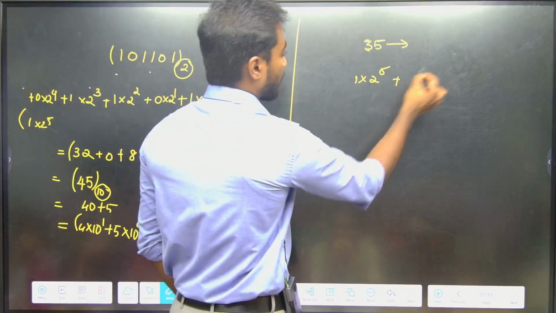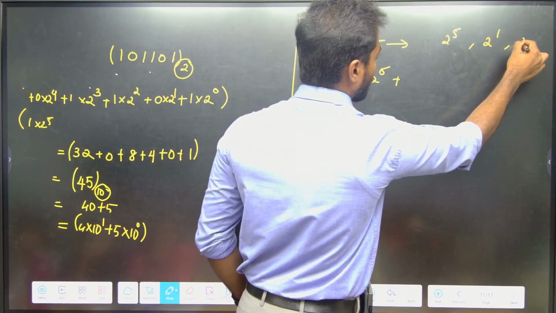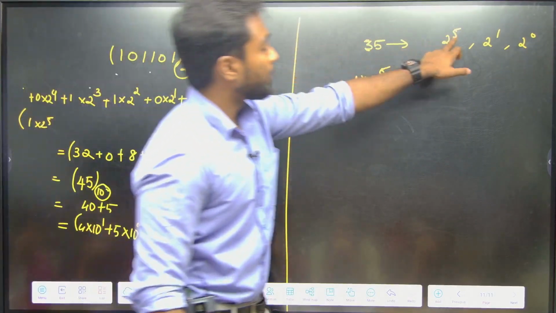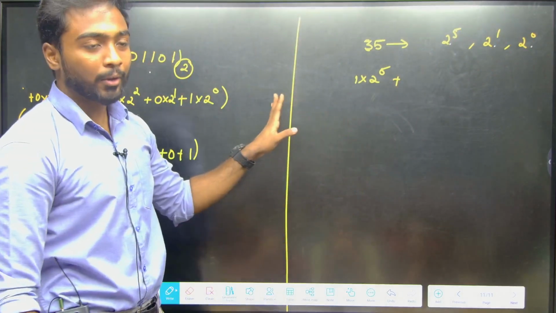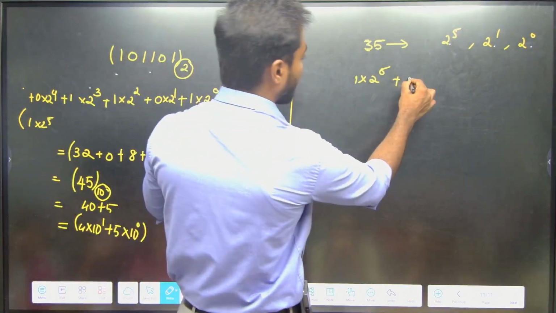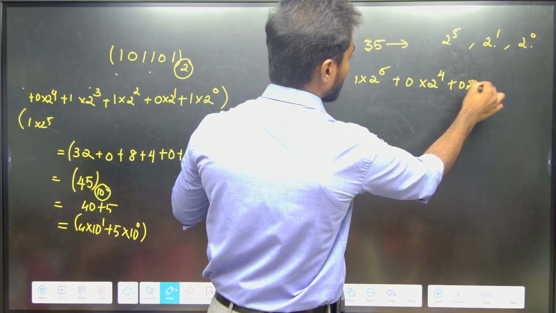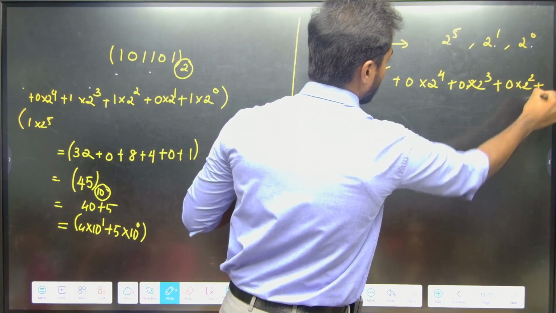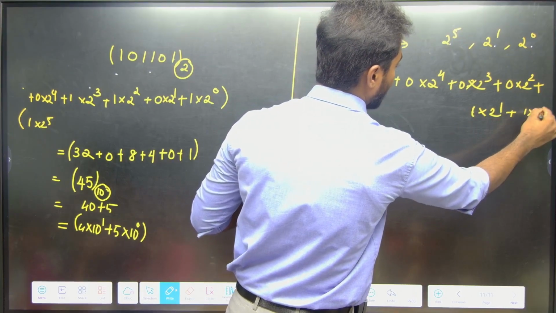Plus, what is the remaining? Like 2 power 5 I can write, and 2 power 1 I can write, and 2 power 0 I can write. So whatever the values are there, the powers 5, 1 and 0, for that everything is 1 you can take. For the remaining things everything is 0. 0 into 2 power 4 plus 0 into 2 power 3 plus 0 into 2 power 2 plus 1 into 2 power 1 plus 1 into 2 power 0.